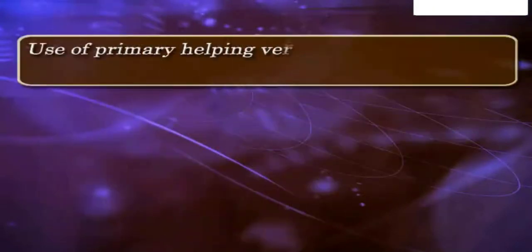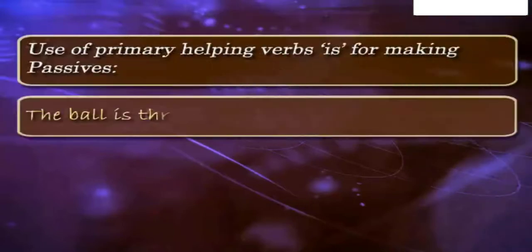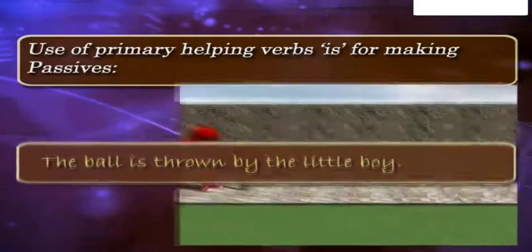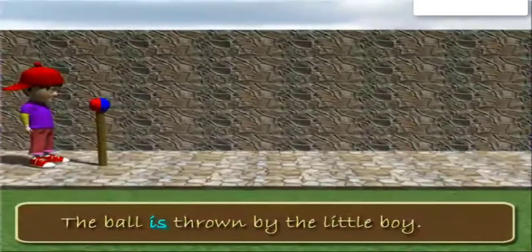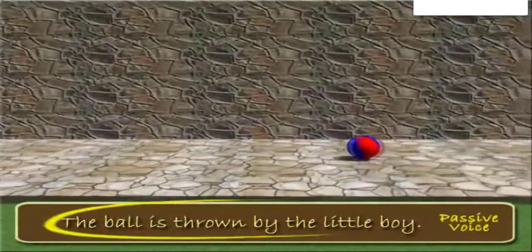Now let us understand the use of primary helping verb is for making passives. The ball is thrown by the little boy. Here, is helping the main verb thrown and also making the sentence passive voice.